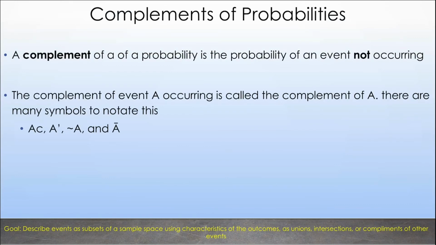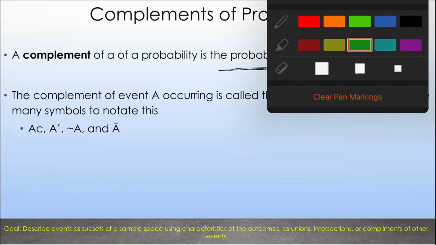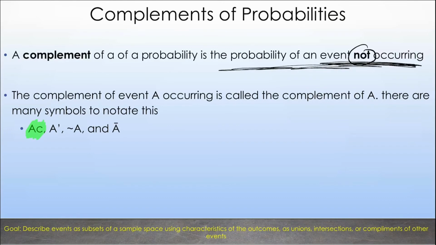Okay, complements of probabilities. A complement of a probability is the probability of an event not occurring. Okay, probability of an event not occurring. So the complement of an event A is called the complement of A. There are many symbols to notate this. I think that I only use this one. So if you see an event and then you see a C behind it, it means the event does not occur.